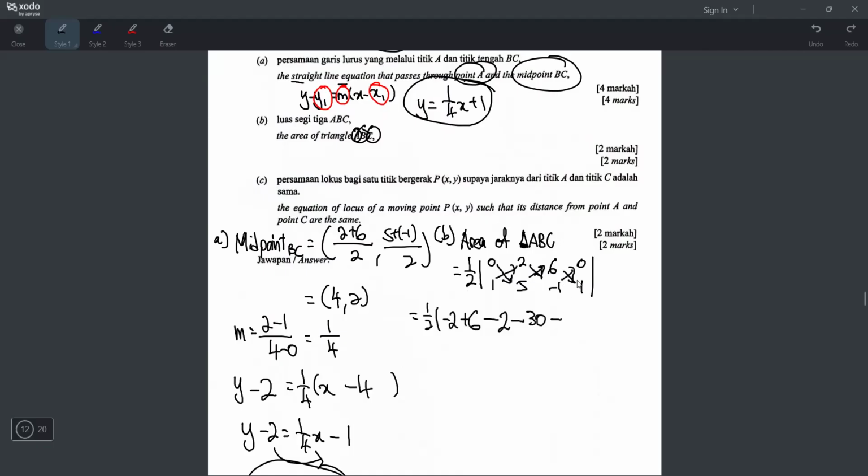-1 times 0 is 0. And usually 0, saya takkan tulis. Okay, so that's all lah. So now I can just press -2 plus 6 minus 2 minus 30 and see what I get. Okay, -28. If you press calculator, you get this.